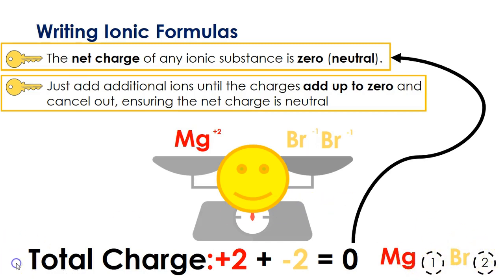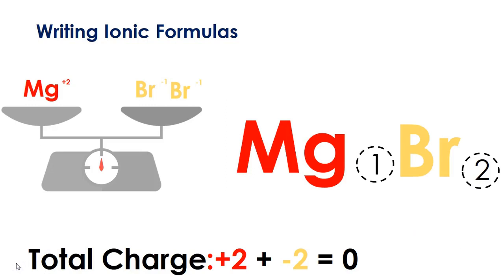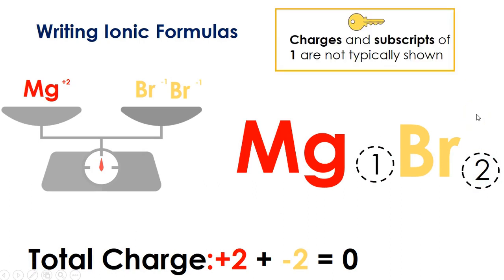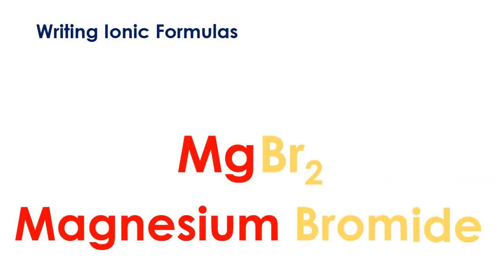The last key idea that we need to talk about is what happens once we figure out the subscripts. We know that we need 1 magnesium for every 2 bromines. The last key idea is that charges and subscripts of 1 are typically not shown. We know that we have 1 ion of magnesium, but technically we don't even need to write that because it's usually not shown. So your final answer is going to look like this, MgBr2. And that is our example for magnesium bromide.